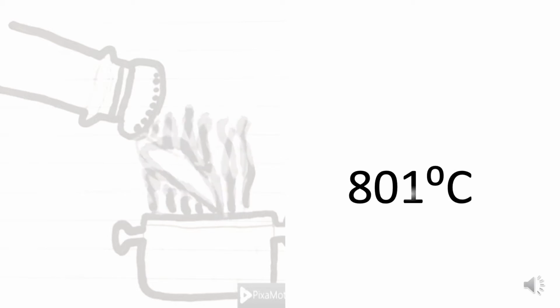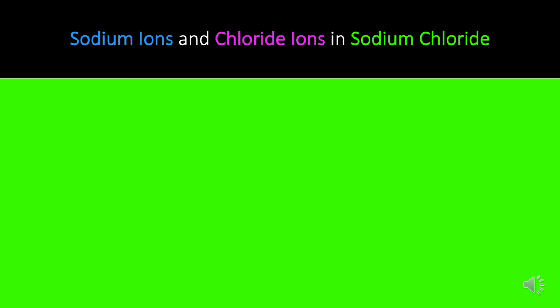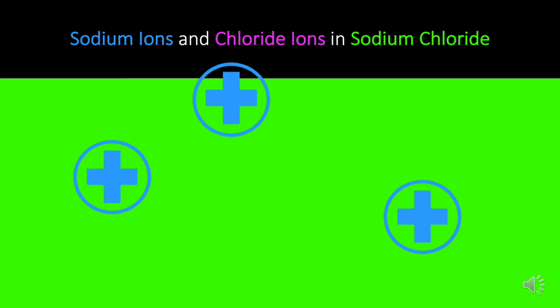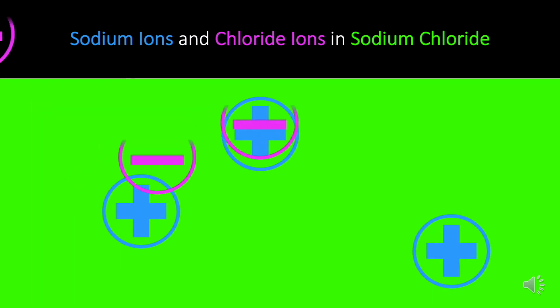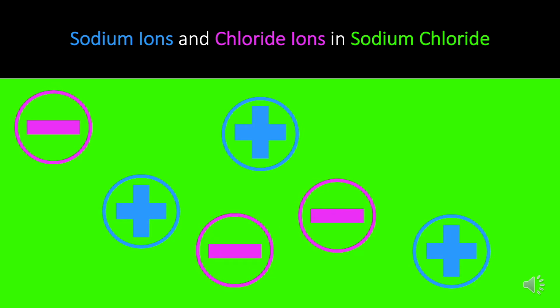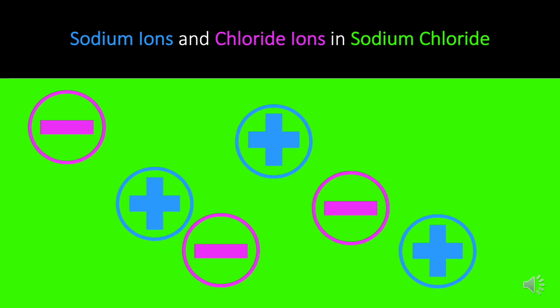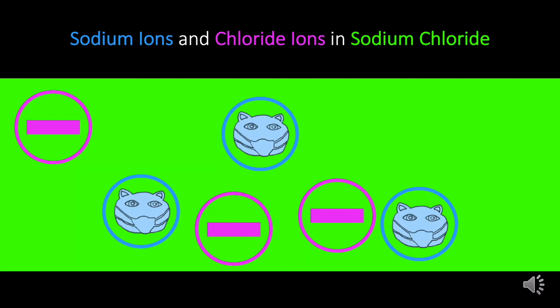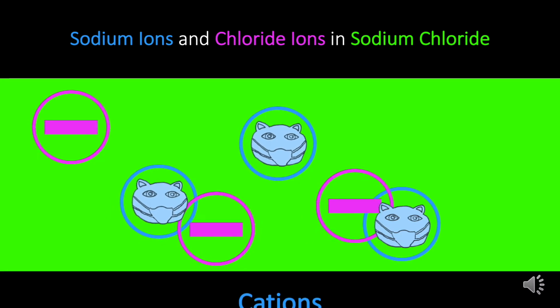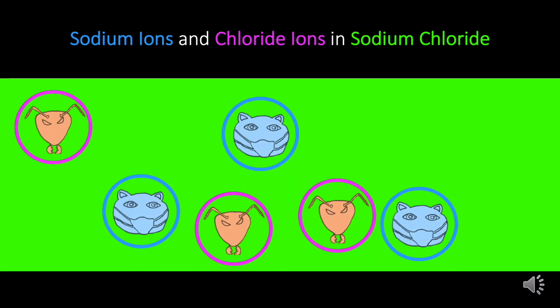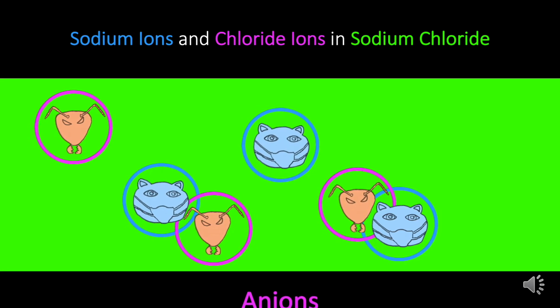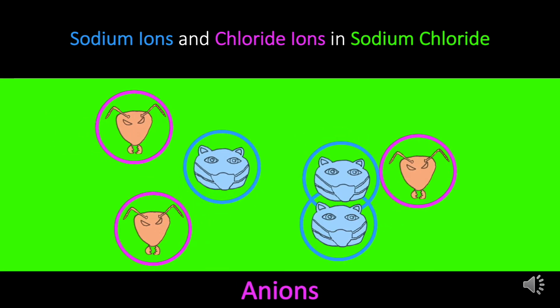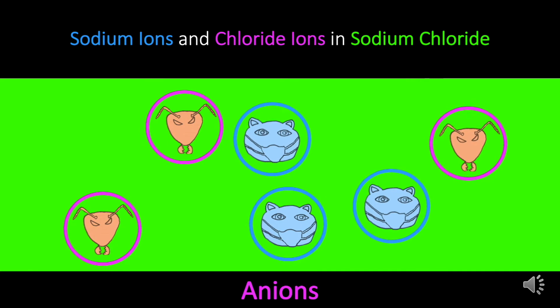If you were to take some salt or sodium chloride and heat it up at over 801 degrees Celsius, then the salt would melt. It would contain free-flowing positive sodium ions and free-flowing negative chloride ions. The ions would be able to move easily in the sodium chloride. The positive ions are called cations. The negative ions are called anions. I like to call them antions, but it's really pronounced anions.